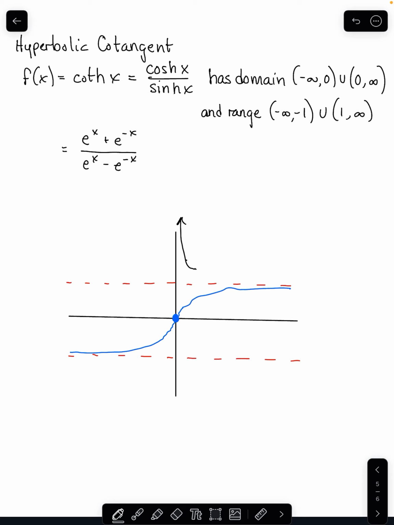As it comes down, since hyperbolic tangent is always a tad bit below 1, hyperbolic cotangent will always be just a little bit above 1. We're going to get the same symmetric shape in the bottom left. So this, then, is the graph of hyperbolic cotangent. Next up is hyperbolic secant.